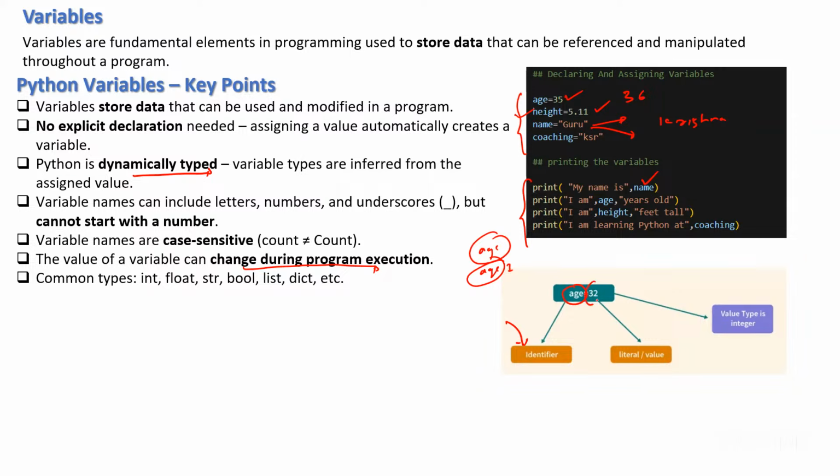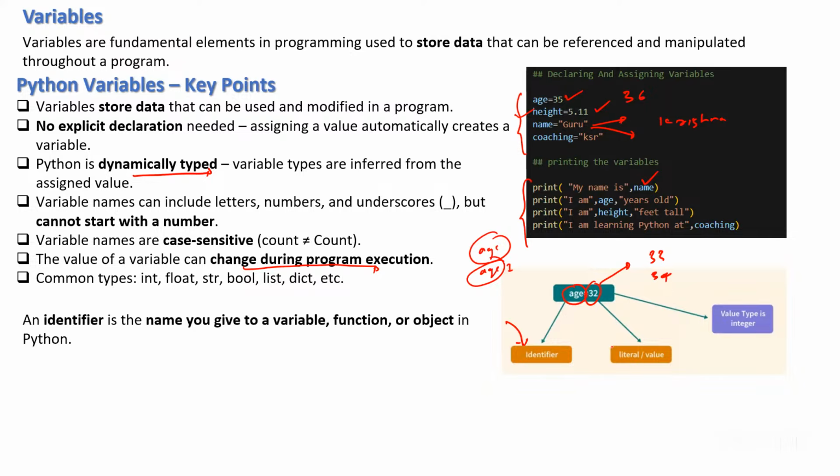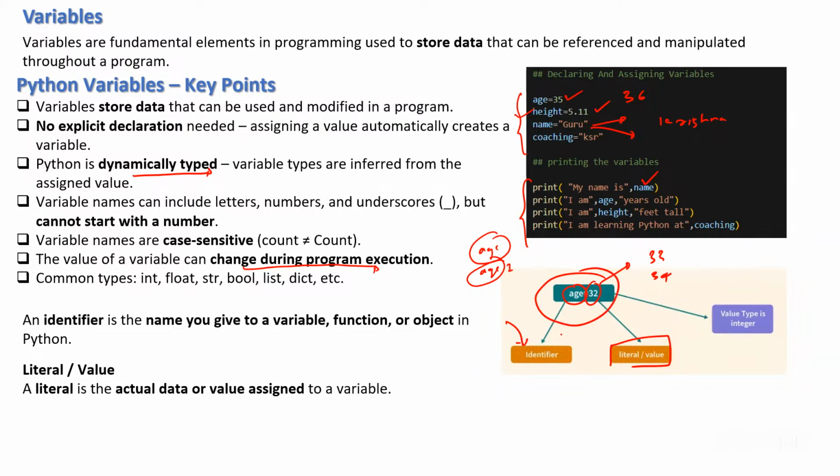Now, if you see this 32, tomorrow it can change to 33, 34, 35. Any value it can change. Then that is called a literal. In Python it is called a literal or a value. Whenever you say what is the actual data that you have assigned, it is called a literal. What is identifying that particular value is called an identifier, and held together this is called a variable.